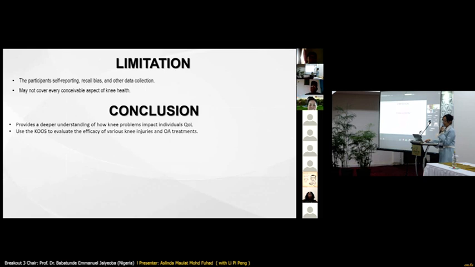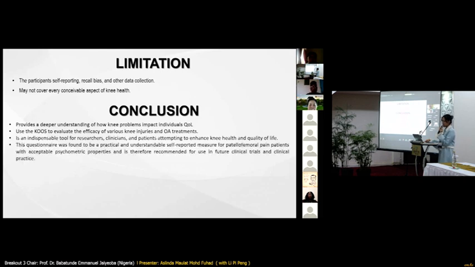This study provides a deeper understanding of how knee problems impact individuals' quality of life. Using the AQoL to evaluate the efficacy of various knee injury and OA treatments is an indispensable tool for researchers, clinicians, and patients attempting to enhance knee health and quality of life. This questionnaire was found to be a practical and understandable self-reported measure for patellofemoral pain patients with acceptable psychometric properties and is therefore recommended for use in future clinical trials and clinical practice.